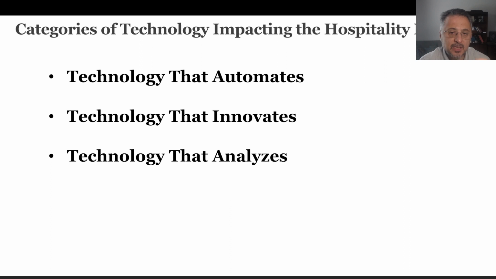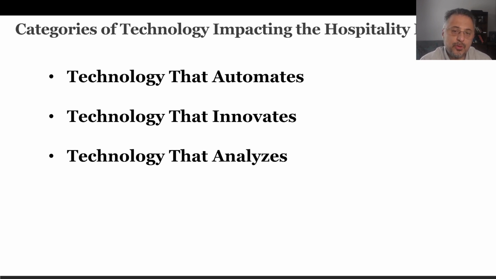The book categorized them in three categories. The first one is technology that automates. As the name implies, there are some tasks that could be automated, especially if those tasks are repetitive. For example, much information related to guests and their payments and their preferences, etc., needs to be recorded and could be done automatically by modern hotel property management systems and shared with other departments as needed. So you don't have to record every aspect and transfer it to different departments by yourself. It could be automated.